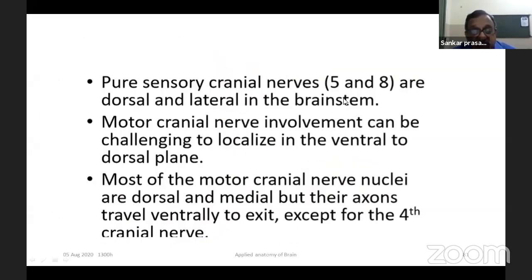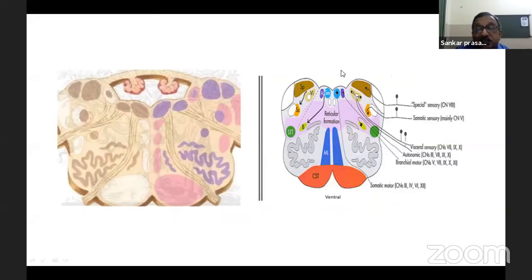Pure sensory cranial nerves, 5, no, not 5, 8 is dorsal and lateral in the brainstem. That is the sensory part of the 5. The motor cranial nerves can be challenging to localize in the ventral to dorsal plane, for the reason I mentioned to you. Most of the motor cranial nuclei are dorsal and medial, but their axons travel ventrally to exit, except for the fourth cranial nerve. So this is only again to show the importance of knowing that the fascicles run through the parenchyma and exit ventrally. That is the motor part.